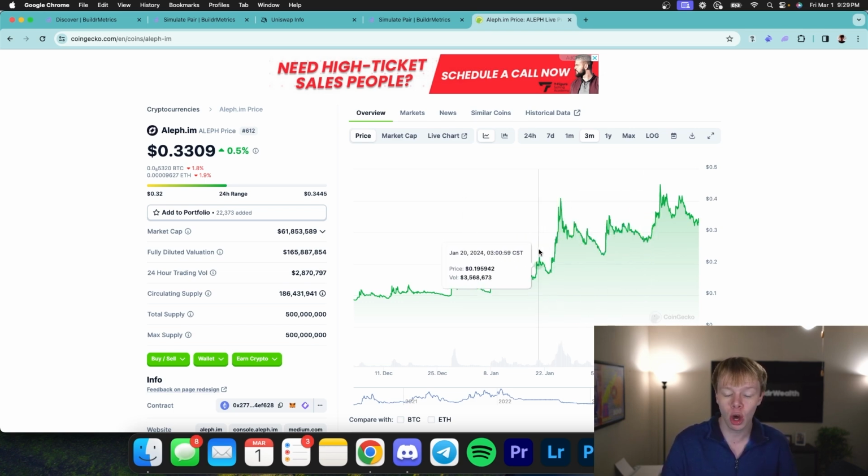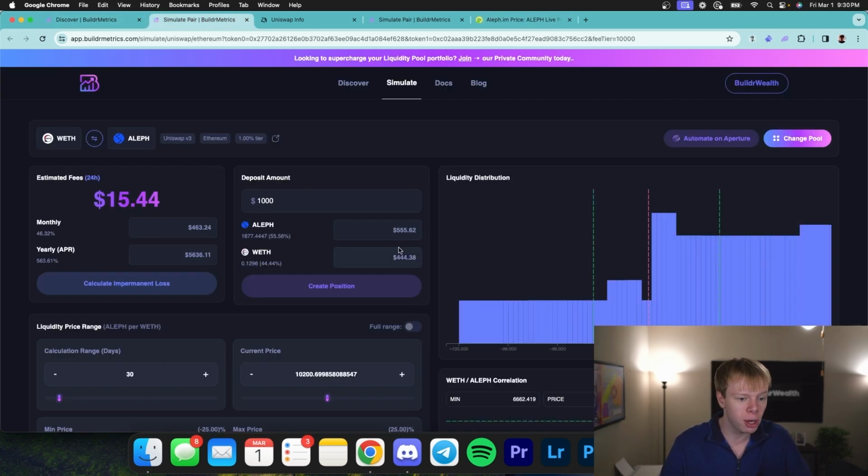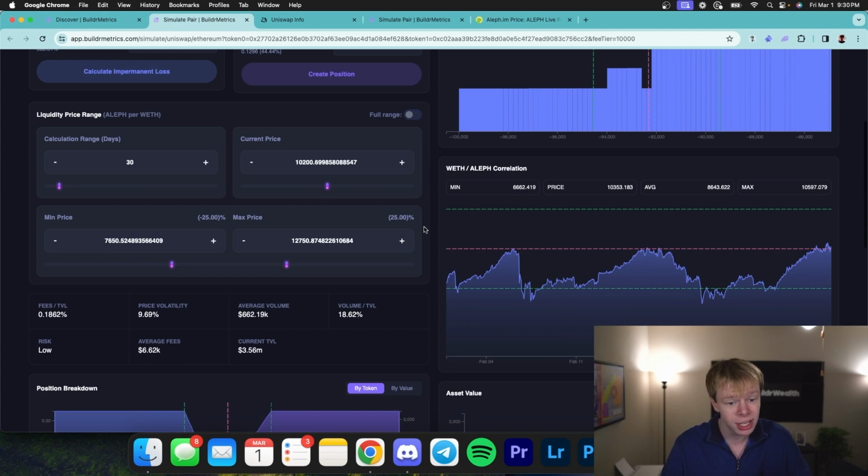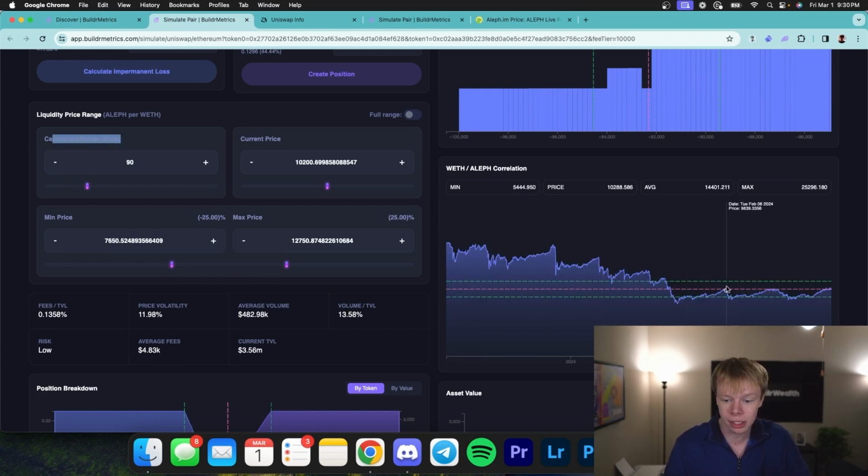However, the one thing that I'm taking note of is if it's going to go up that much and crash down that much, I am going to need a broader range when creating my liquidity pool. So going back over to the simulate pair page on Builder Metrics, here I'm going to want to zoom out on the calculation range. That's going to show me more data points on the correlation chart.